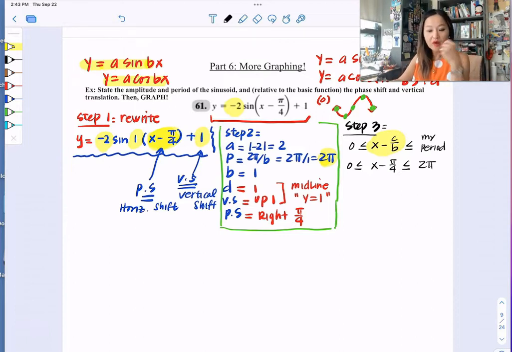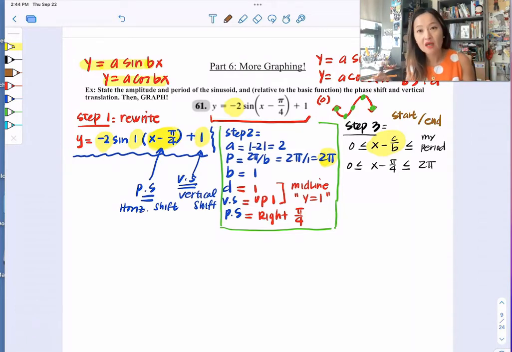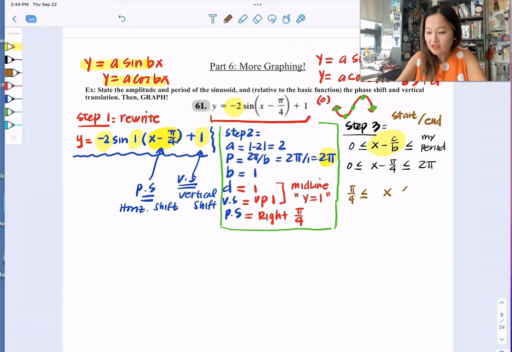Now, before I stop you, what are we doing right now? I'll label this step. This step is called start, end. Where do I start graphing my graph and what coordinate do I stop? That's what we're trying to calculate here. So now what I'm going to do is I'm going to solve this inequality. I'm going to add pi over 4 to both left and the right side. So I get pi over 4 less than or equal to x is less than or equal to.